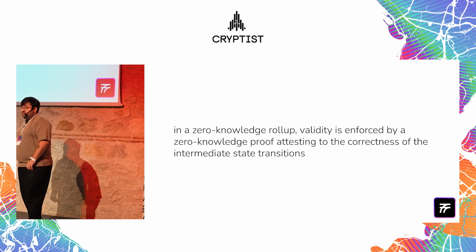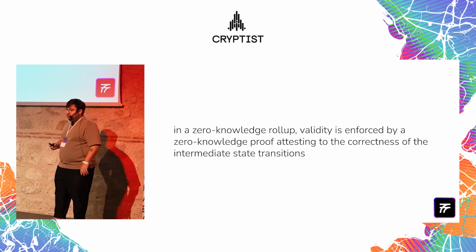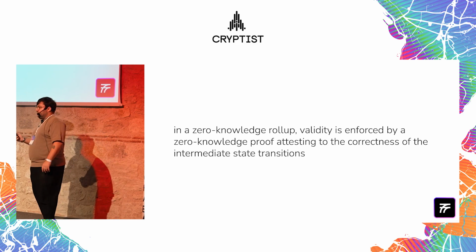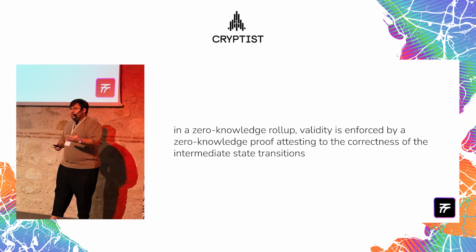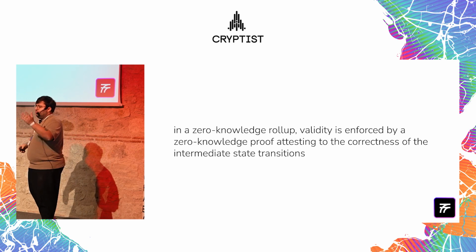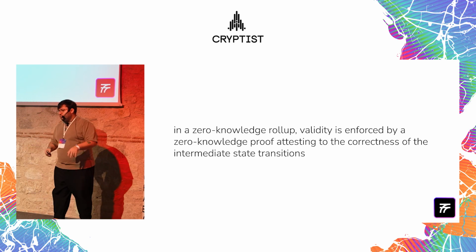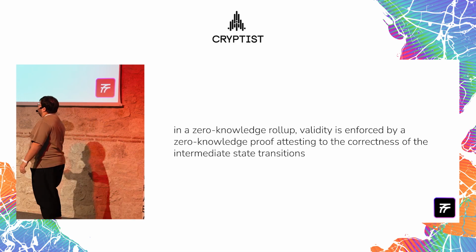So in a zero knowledge rollup, validity is enforced by the zero knowledge proof attesting to the correctness of the intermediate state transition. So basically, you have this zero knowledge proof that is capable of enforcing whatever state transition function you have. So let's say in Ethereum, that would be the Ethereum state transition function. In Solana, that would be SVM plus all the supporting components around it. And basically what it does, it computes a succinct proof that you publish on chain with the state root commitment.